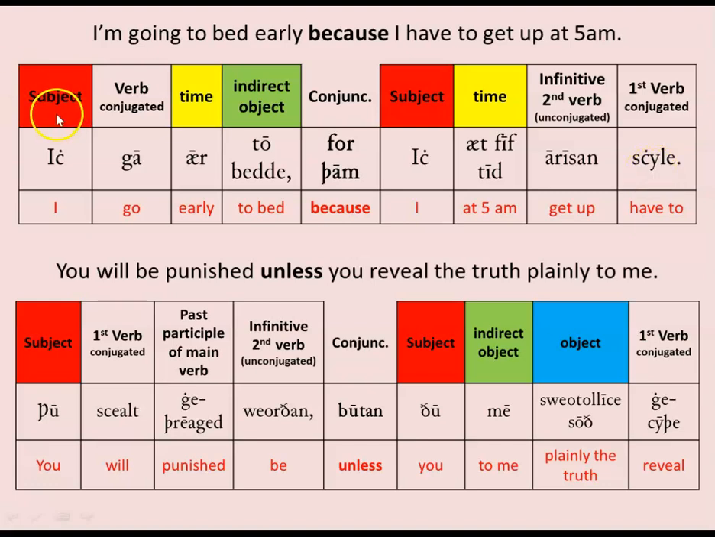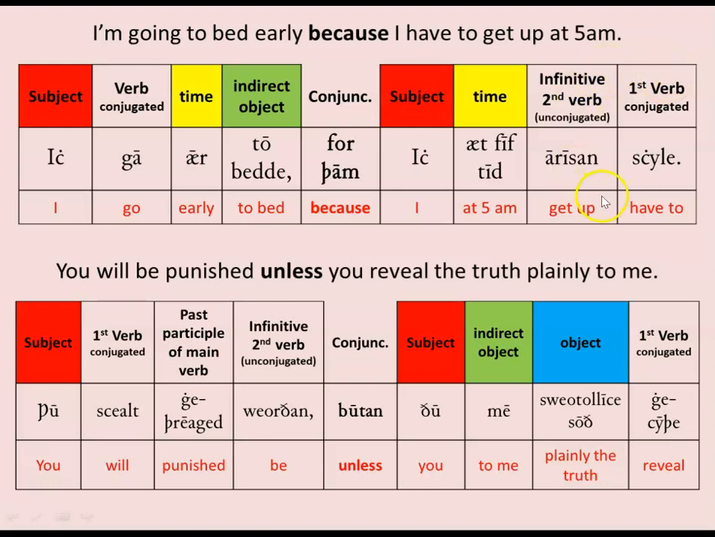Okay, now here we have the independent main clause, primary clause, whatever you want to call it: ich ga to bed, subject, verb, time, indirect object, all that sort of stuff there. Then the subordinating conjunction, for thumb, because. Then we have the subject, now we have time. The verb here, have to, goes to the very end in its conjugated form. I, first person singular, present tense, schule, have to. Infinitive here, get up, reason, a verb, put that in the infinitive form in the second last location.